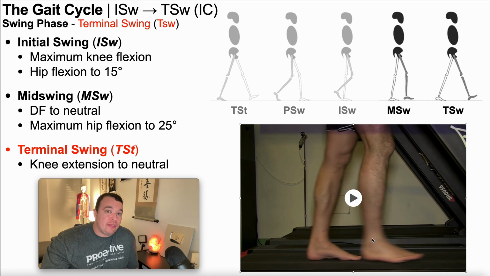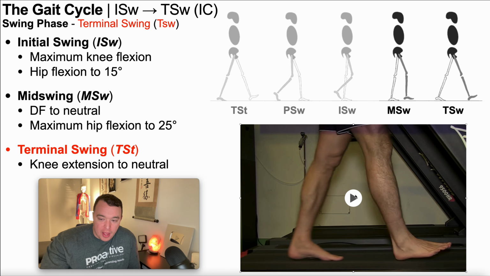Now we said that the demarcation between mid-swing and terminal swing is when that lateral malleolus crosses the lateral epicondyle. Basically, the ankle goes in front of the knee. And so that's what we're going to see here, okay? And it continues just right before that heel strikes the ground. So that heel is almost, it's like millimeters from striking the ground. That would be heel strike, and that would be initial contact of the next cycle.